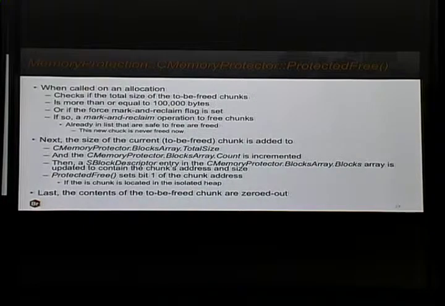So what happens when you call this protected free, basically? First thing it does, before it actually even puts the new chunk on the list, it checks to see if it needs to deal with the list as it is first. So it checks, is the list of size 100K or not? That's kind of the magic number: if you get the list to 100K, it'll call this mark and reclaim operation. And if it is, then mark and reclaim will run. Otherwise, it basically just sticks the current chunk onto the list, updates the size and the number of elements and stuff like that.